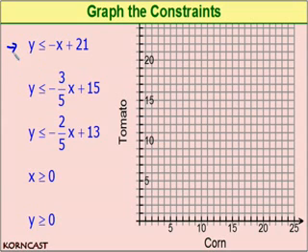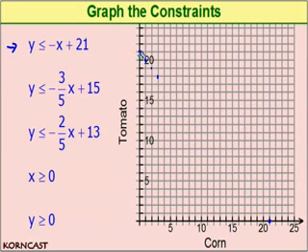This first inequality here, our y-intercept is 21. And our slope is negative 1 over 1. So that means we're going to go down 1, right 1, down 1, right 1, down 1, right 1. And this pattern will continue, obviously, down until we get down here to an x-intercept of 21. So that would be the points for that problem right there.